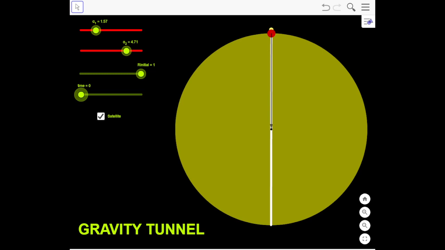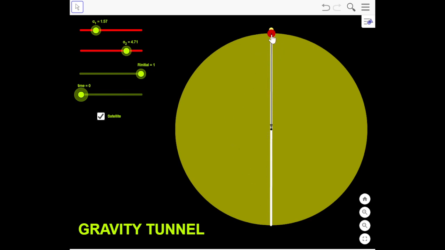Okay, here we have a uniform density sphere, perfectly spherical. We'll call it a planet. And it has a tunnel drilled all the way through, in this case, to the other side. We're going to move this thing around, but for now, the tunnel is a diameter, goes straight through.